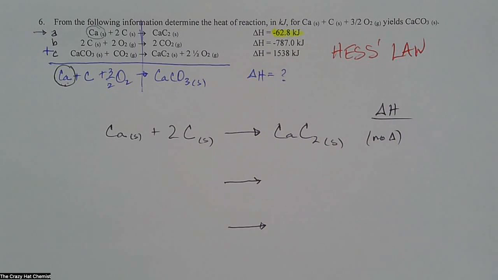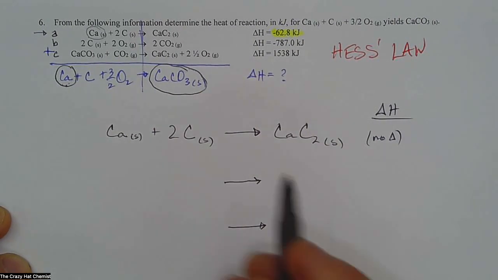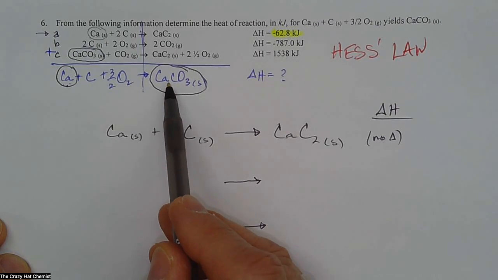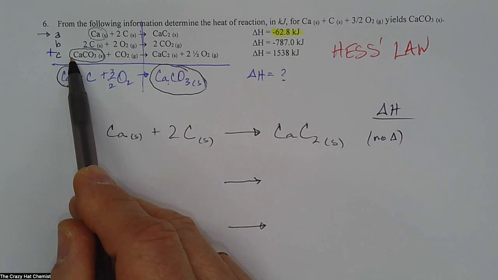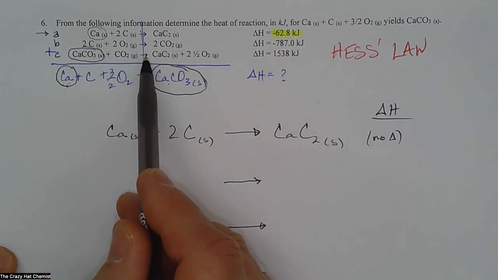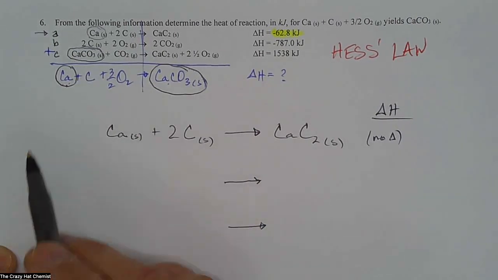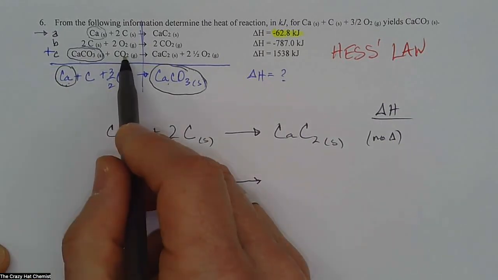And probably the next one that might make sense here is I can clearly see this CaCO3, that's calcium carbonate. I can actually see it in equation C. It needs to be on the product side with a coefficient of 1. It has a coefficient of 1, so that's good, but it's on the reactant side, so that's bad. So what I'm going to have to do is flip this equation in order to get the calcium carbonate on the product side. So that's what we're going to do. We're going to rewrite equation C, and we're going to write the reactants as products.